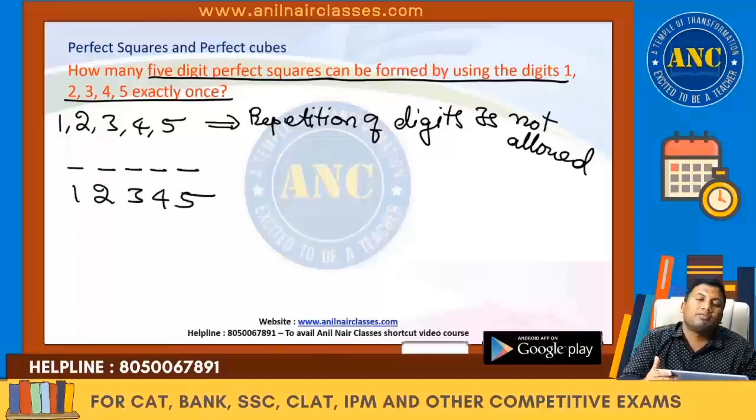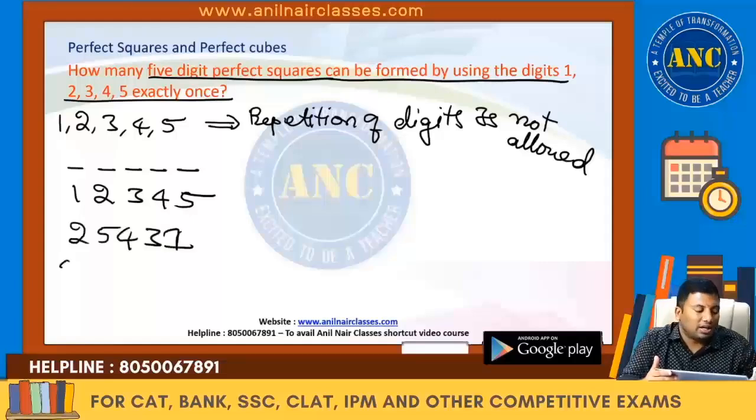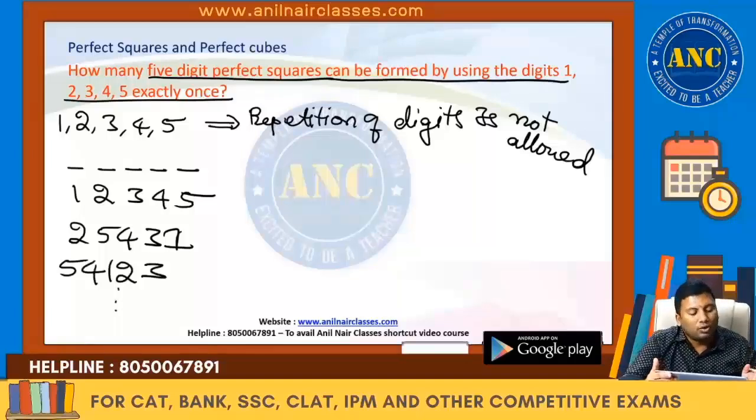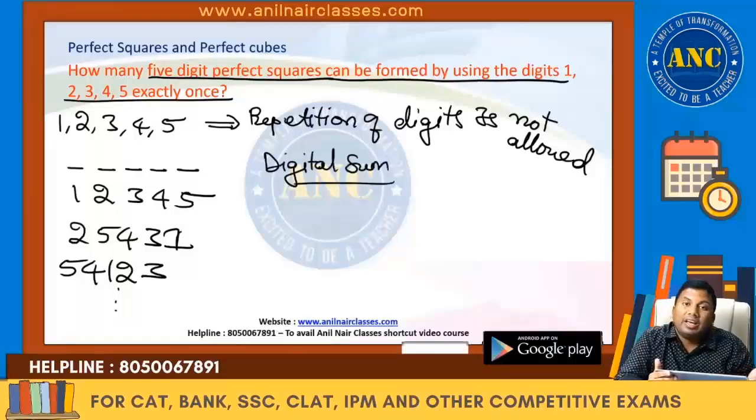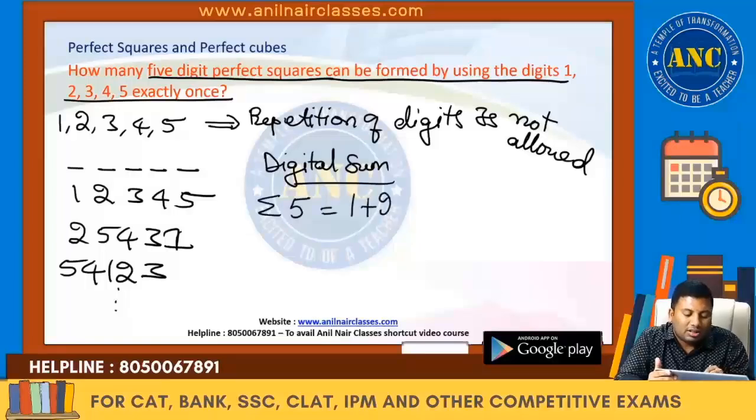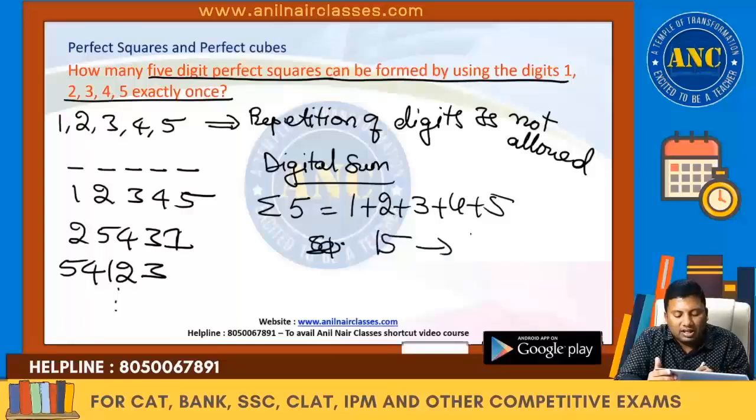So one number could be of the form 1, 2, 3, 4, 5. Next number could be of the form 2, 5, 4, 3, 1. Next number could be of the form 5, 4, 1, 2, 3 and so on. Are you all with me? Now if you see the digital sum of these numbers, in whatever order you write it, the digital sum will not change. Summation is 1 plus 2 plus 3 plus 4 plus 5, which is 15. 15 is nothing but digital sum 6.